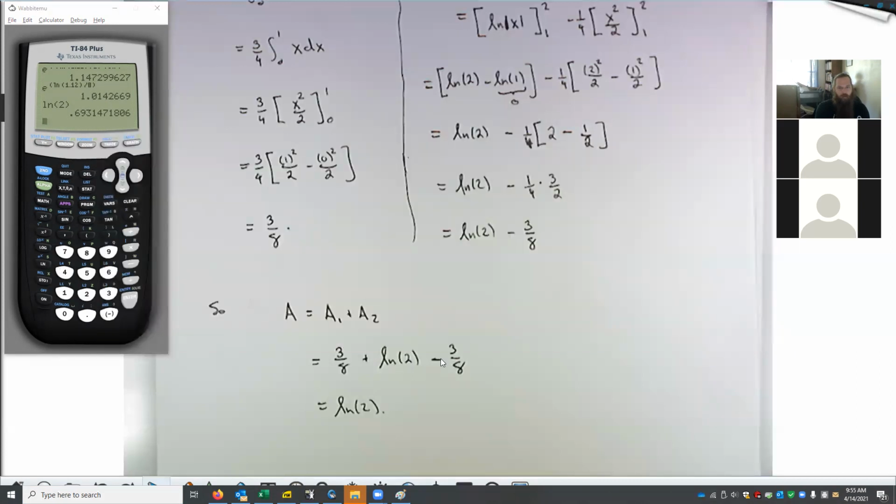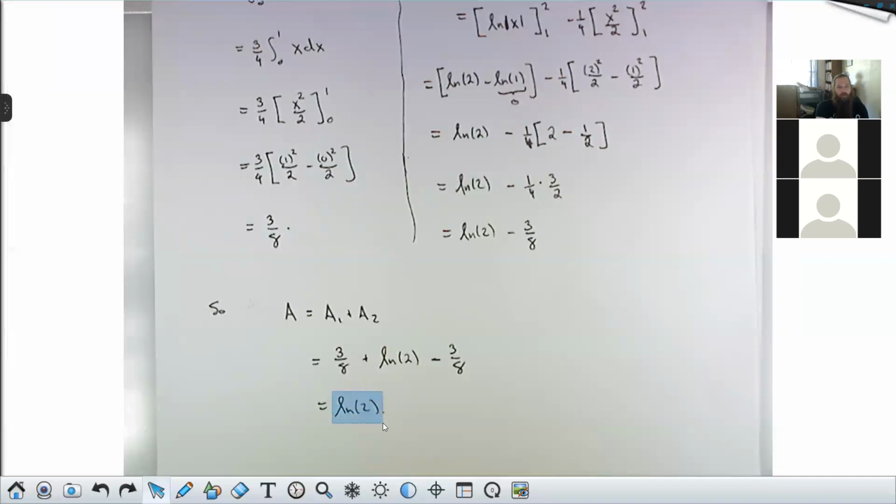Kind of like if you were to get e to the 5 as your answer, right? There's really not much you can do with that. You can just leave it as e to the 5, or you could give it as a decimal approximation. But this is the exact value, whereas that decimal, the 0.69 and so on, is an approximation. So this really is the exact area. The exact area there is the natural log of 2. Is that answering your question, or were you asking about something else?